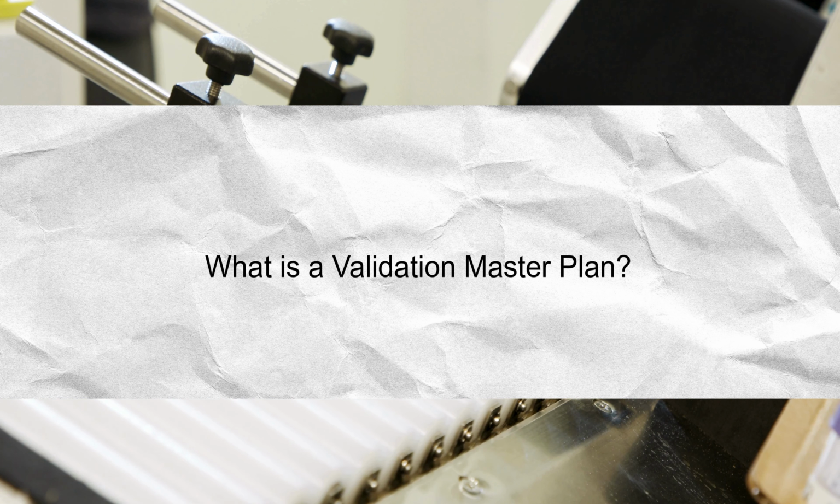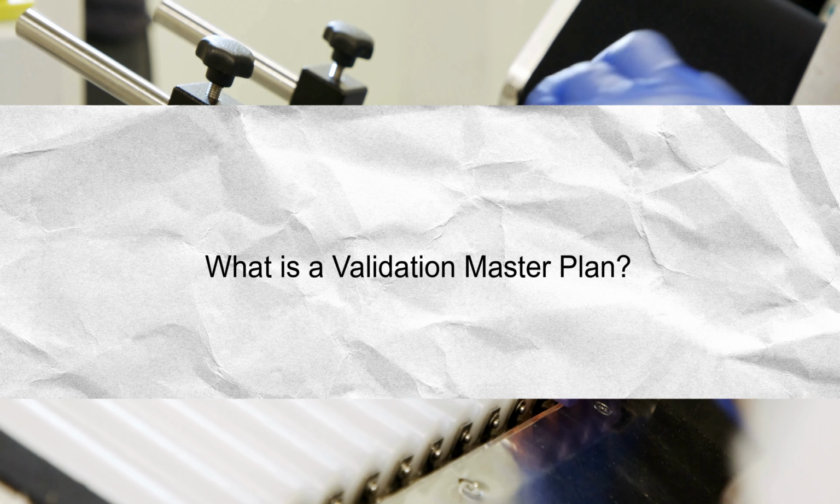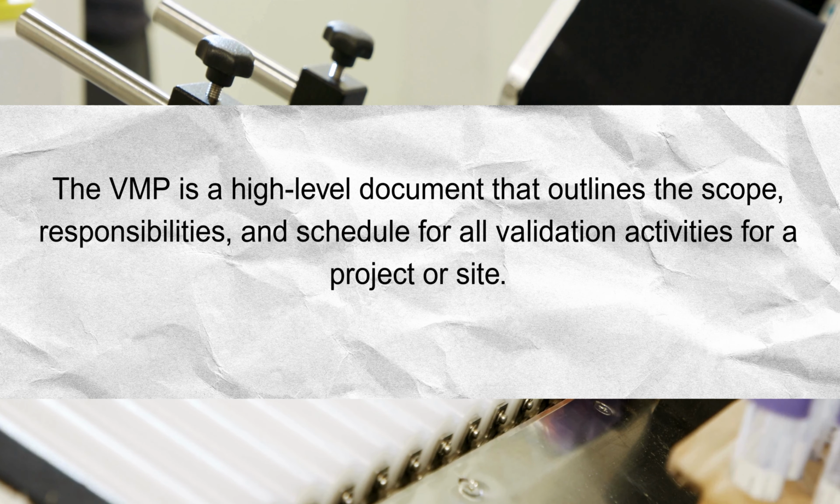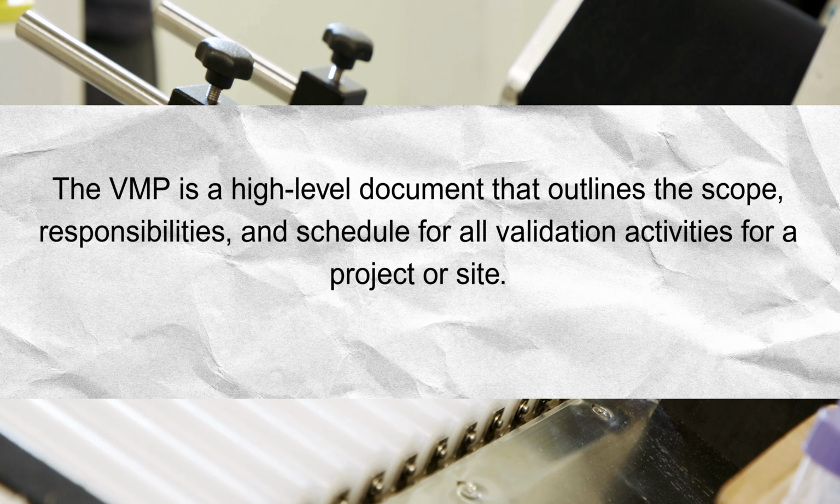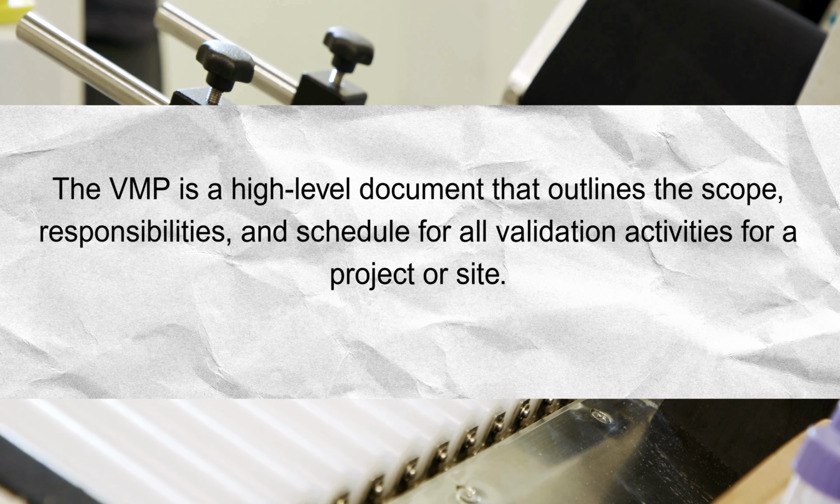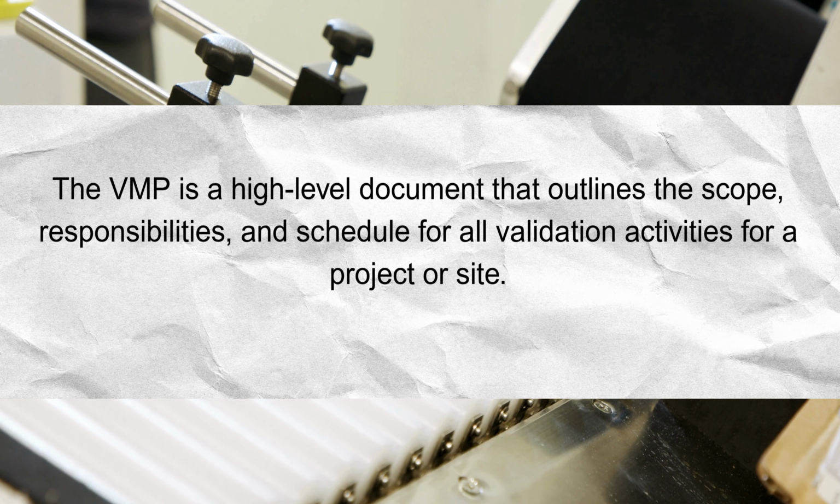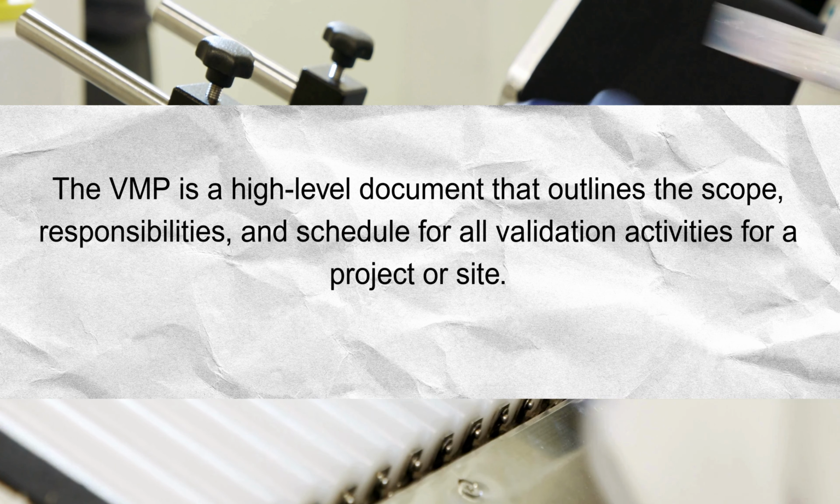Number 8. What is a validation master plan? The VMP is a high-level strategic document that serves as the umbrella for all validation activities at a site or for a specific project. It outlines the scope of work, the organizational structure, roles and responsibilities, the list of systems to be validated, and the overall schedule. It provides auditors with a clear picture of the company's validation philosophy and approach.